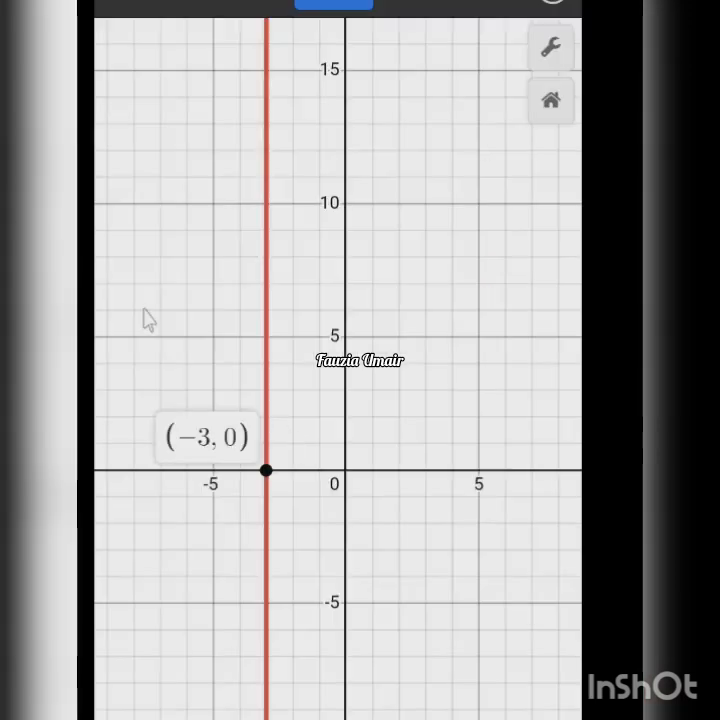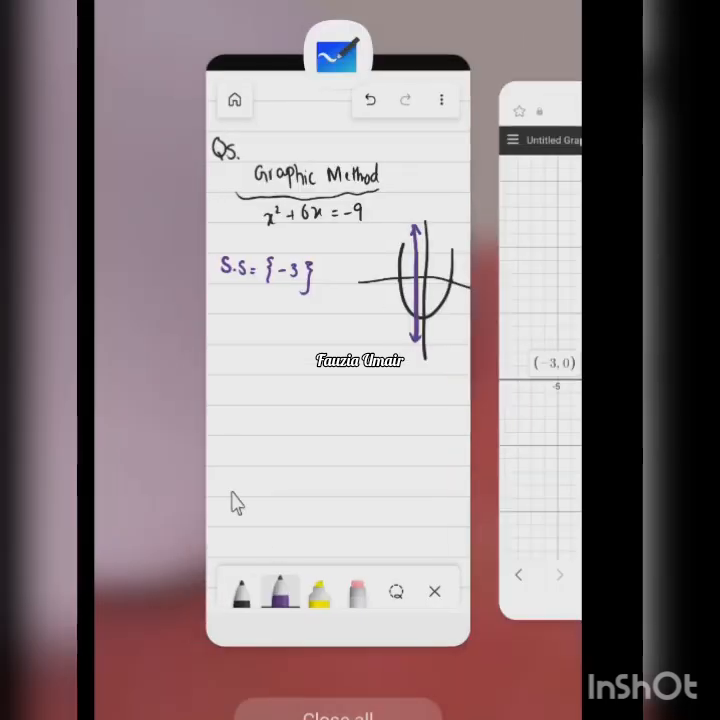All right. I will share this graph in the class group also. So this minus 3 is your answer by using this. So in the next question, again, we will draw the graph and then you will see there would be a parabola. So now let's go back.